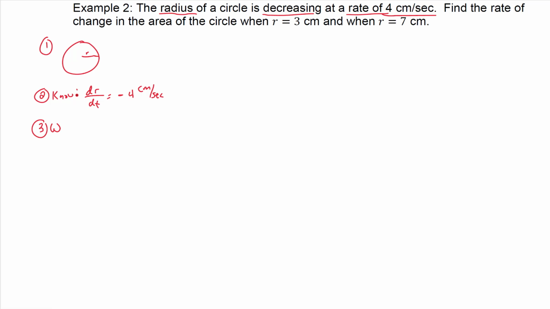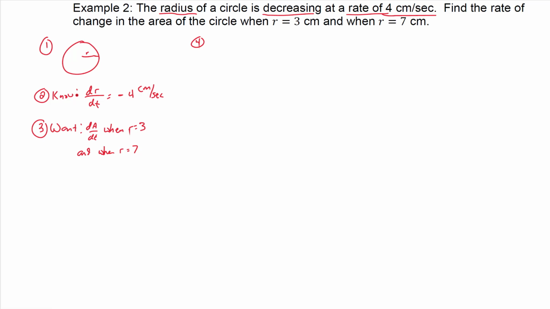All right, step 3, what do we want to find out? Now we want to know the rate of change in the area, so we want dA/dt. And when do we want it? Be careful. I didn't put r equals 3 centimeters, r equals 7 centimeters in with what we know, because that is specific to what we're trying to find. So that's part of what we want. We want dA/dt whenever r equals 3, and when r equals 7. So we should have two different answers for dA/dt when we're done.